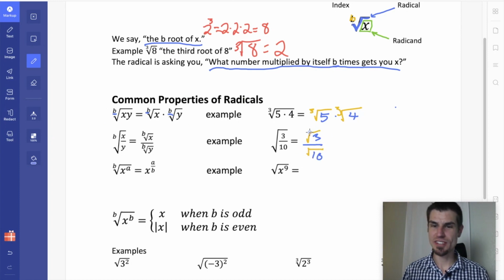Now you might be asking, Mr. Otwell, you said square root, but there's no little number right here. How did you know that was the square root? Well, let me tell you something that I will tell you many times. Mathematicians, we're just lazy, man. We don't want to write more than we actually have to.